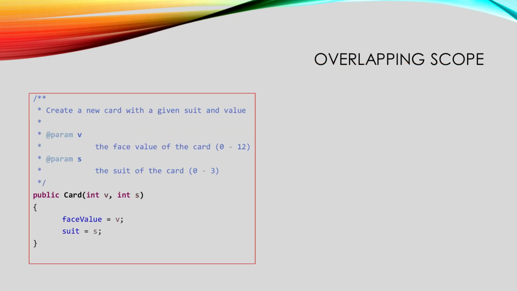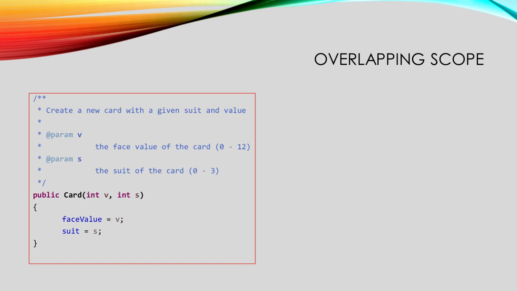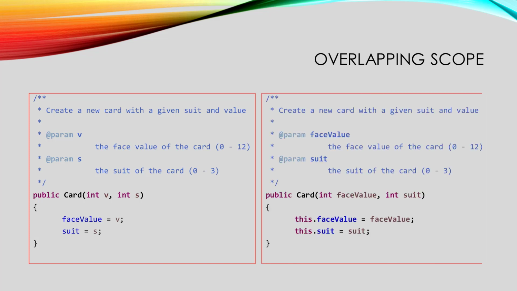There's one other topic that relates to scope. This is the constructor for the card class from Lab 4. As a refresher, remember that cards had two instance variables, face value and suit, and that these were initialized to hold the values we passed into the constructor. Right. So in this constructor, whatever is passed into V got stored into face value, and whatever was passed into S got stored into suit.